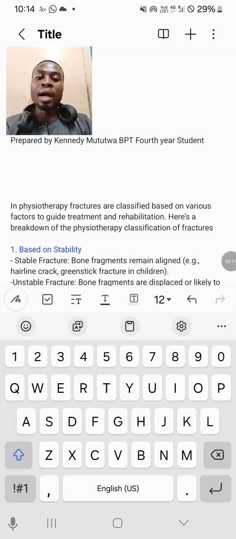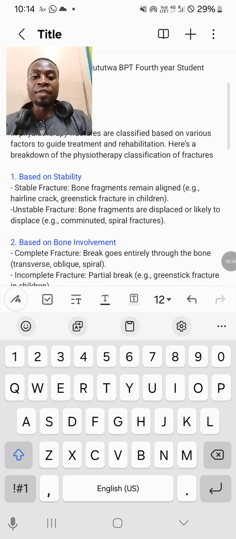In physiotherapy, fractures are classified based on various factors. Those factors are the ones which guide us on the treatment and rehabilitation. So here is the breakdown of everything.